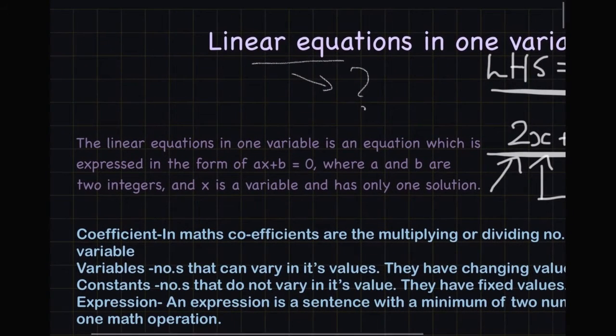Now let's check this. A linear equation in one variable is an equation which is expressed in the form of ax plus b equals 0, where a and b are two integers and x is a variable and has only one solution.